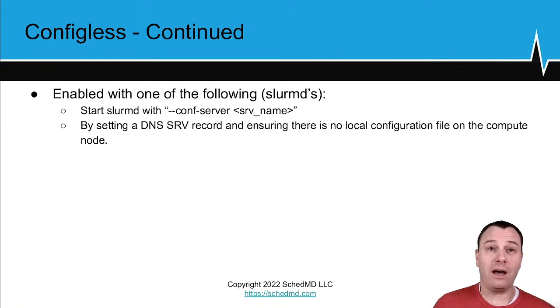The setup on the compute nodes is just as simple as the server, and there are two options available to you to enable this. You can start the Slurmd with --conf-server and specify the server name, or a DNS SRV record. When using the DNS SRV record, the compute nodes should not have local configuration files on them, as this will cause the nodes to honor what is in the local configuration file over the server issued conf file. We will get into the hierarchical order of this a bit later into the slide deck.